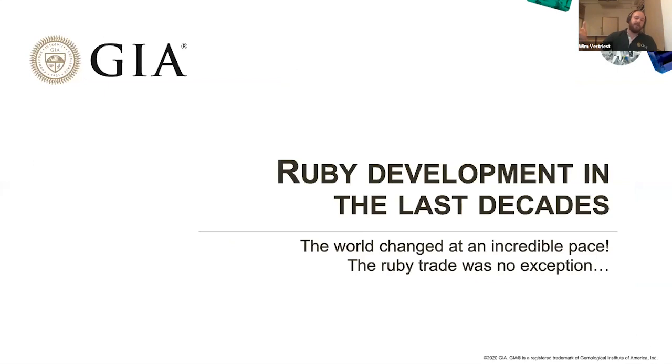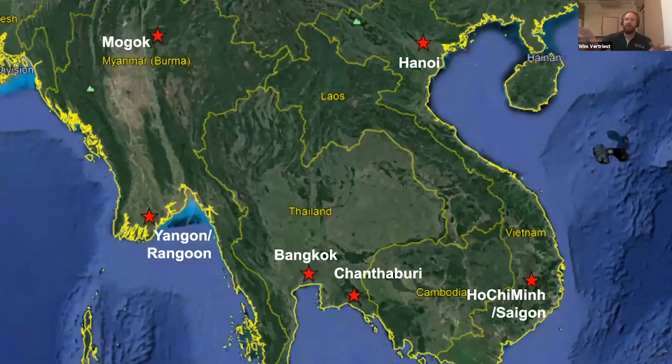Now, of course, the ruby story doesn't stop with that. The ruby development continued in the last decades where the world has changed at an incredible pace, and the ruby trade was no exception there. So I just want to show this map to put a few places in perspective. On the western side here, we have Mogok in Burma. If we go a little to the southeast, we have Thailand. Thailand borders Burma with these land borders in the very remote mountains in the northern part of Thailand. But the capital of Thailand, Bangkok, is right here.